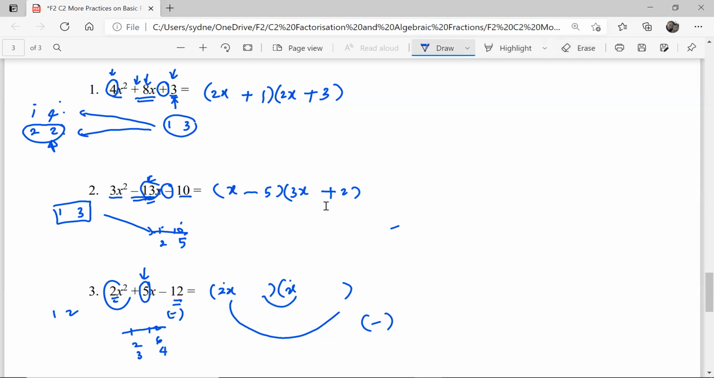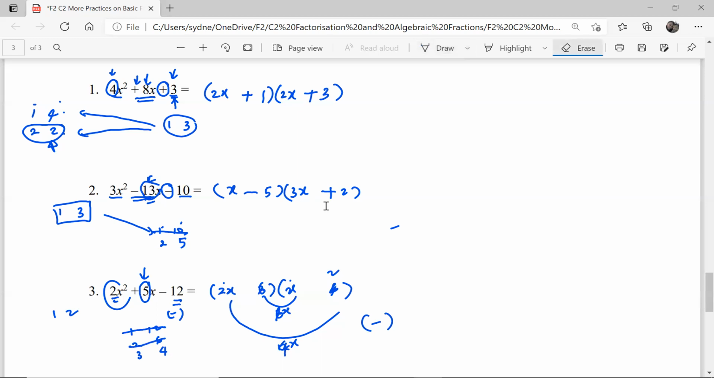Try with 2, 6. Let's put here 2. Let's put it here 6. So inner pair is 2x. Outer pair is 12x. After I minus, I still don't get 5 yet. Never mind. Let's swap the position. 6 here, 2 there. So 6x, 2 times 2 is 4. After I minus it, I got 2x. No, that's not what I want. I want 5x. So 2, 6 cancel off.